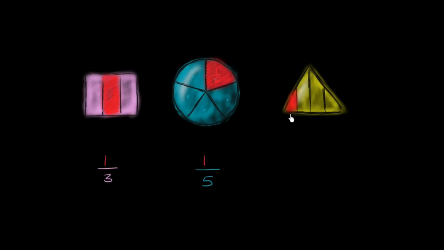Now this one's interesting. You might be tempted to say, well, I've got 4 parts, and then I've shaded in one. That must represent 1/4. But remember, it needs to be 4 equal parts. And it's pretty clear looking at this that this part right over here is not equal in size to this part right over here or this part right over here. These are not 4 equal parts. So we cannot say that this is 1/4 of the triangle.